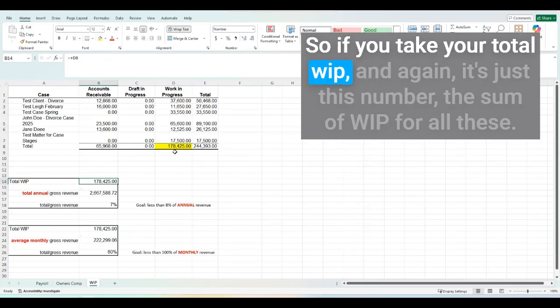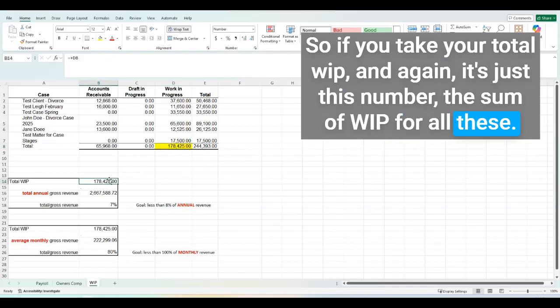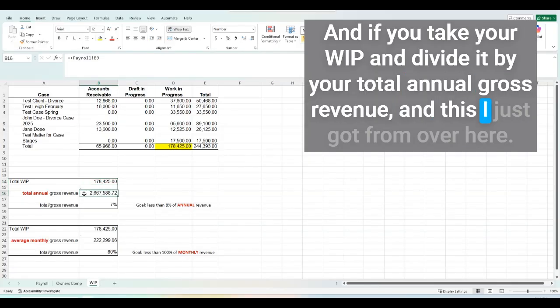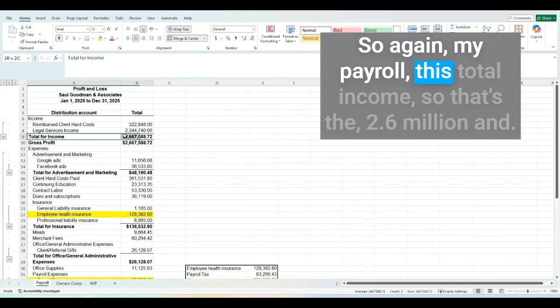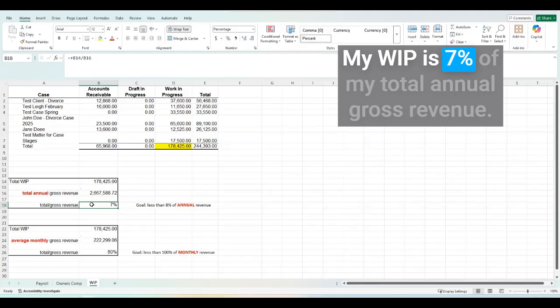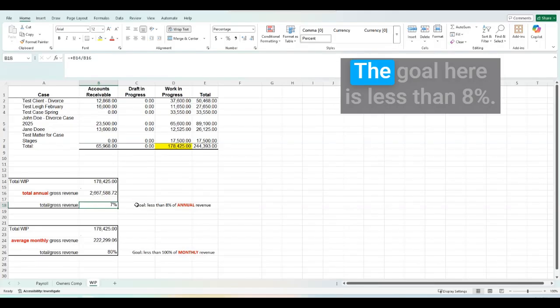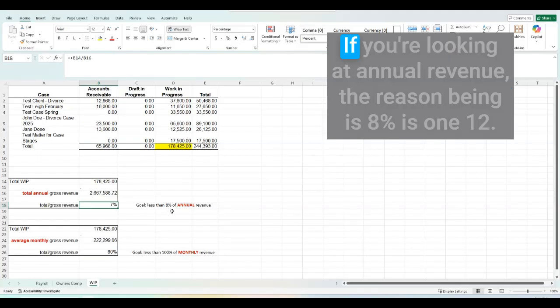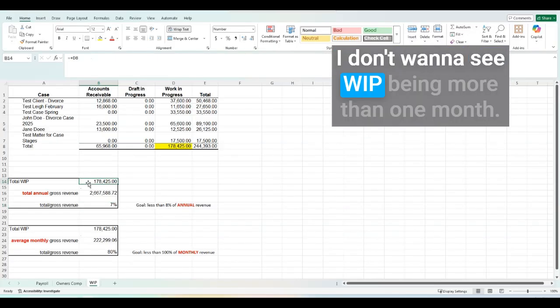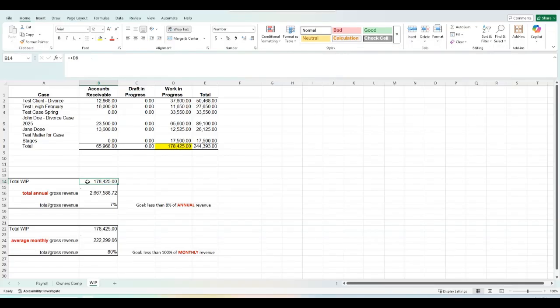So if you take your total WIP, and again, it's just the sum of WIP for all of these, and you divide it by your total annual gross revenue, and this I just got from over here, my payroll, this total income, that's the 2.6 million. And my WIP is 7% of my total annual gross revenue. The goal here is less than 8% if you're looking at annual revenue. The reason being is 8% is 1/12. I don't want to see WIP being more than 1 month.